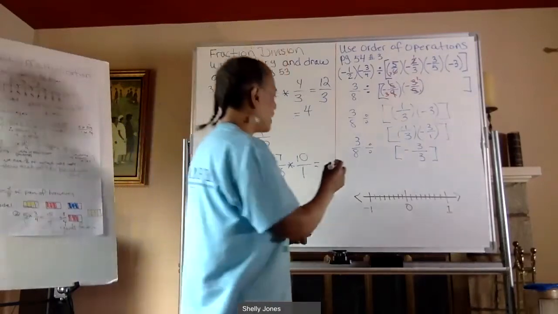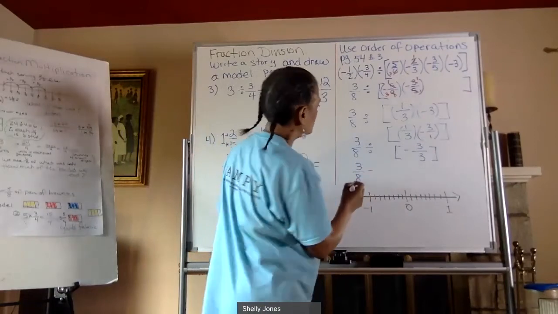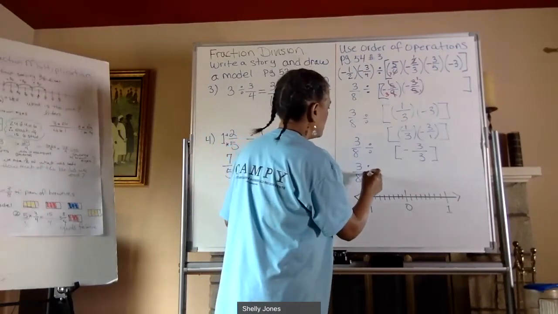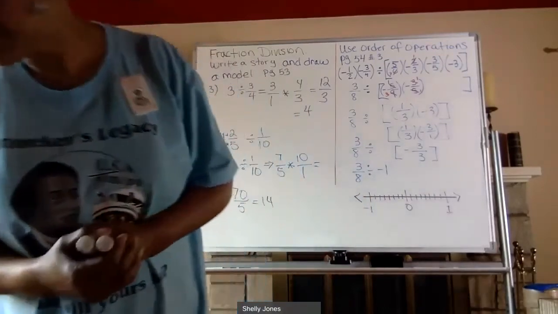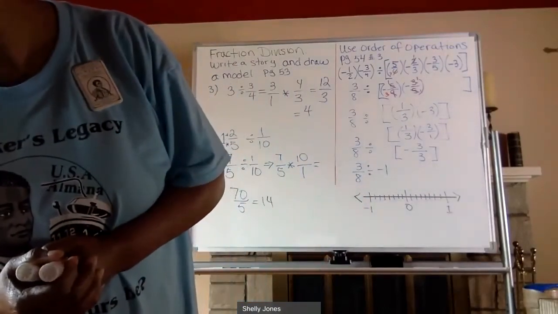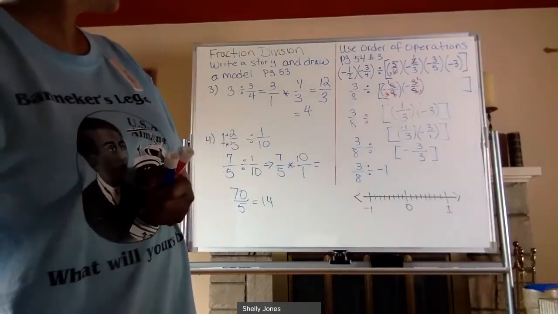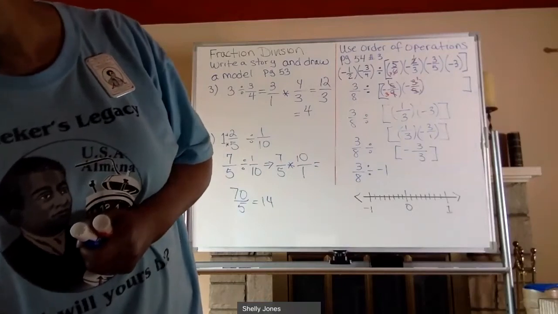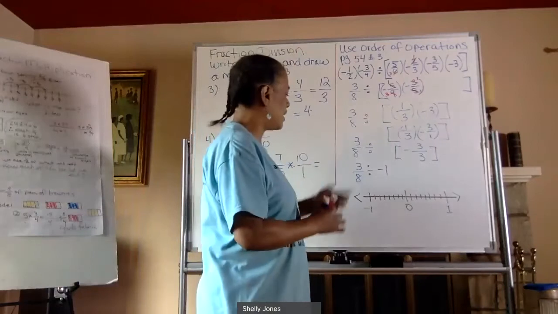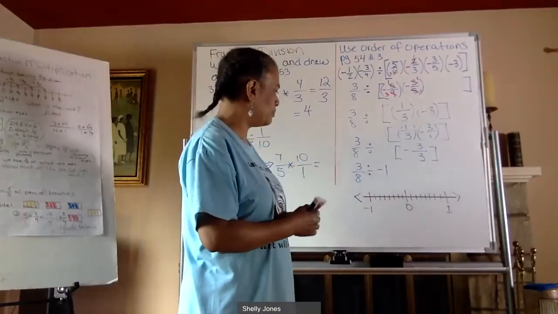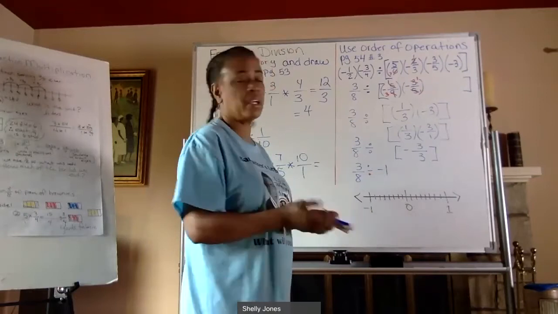So I can think of it like this: 3/8 divided by, let me see, is that a divided by a negative 1? Let's see. Where am I? Okay, divided by. So that's correct. So I have a 3/8 divided by a negative 1. And when I have 3/8 divided by a negative 1, then I have a negative 3/8.